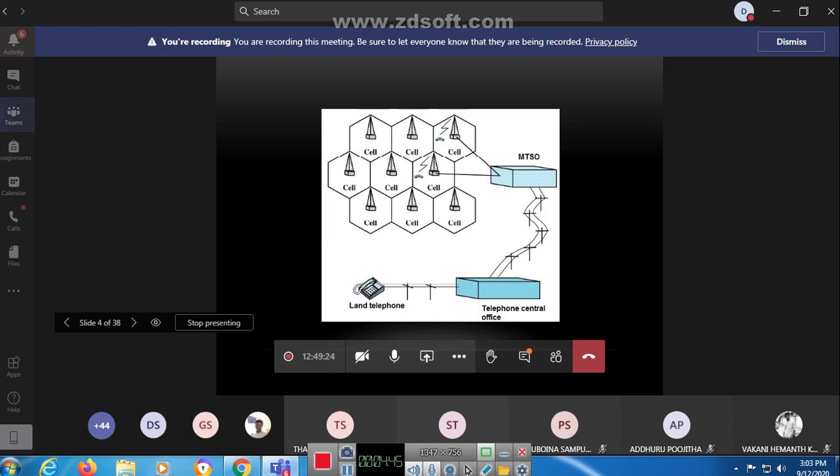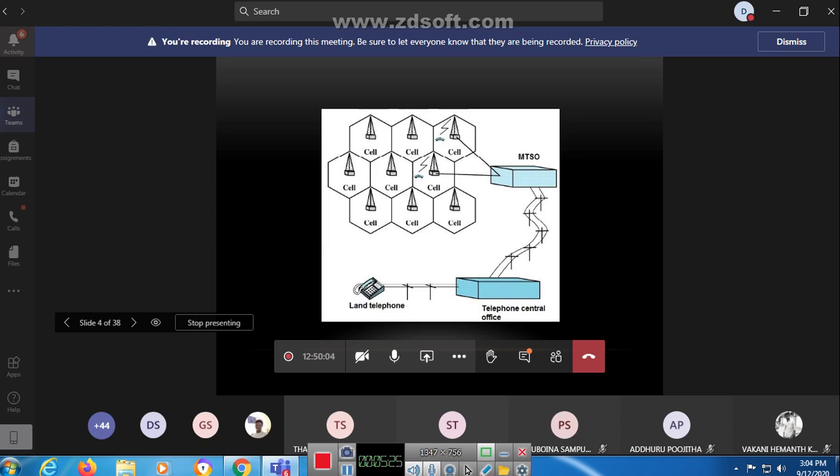Next, what is another concept? The handoff concept, where the cell moves from one place to another, not signals here, the cell only. When the cell moves from one place to another place, that is handoff. Clear? The cell moves from one place to another when both are nearer to each other. At that time the handoff occurs. So that is one concept.